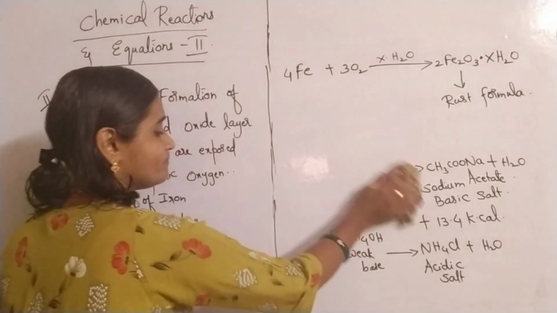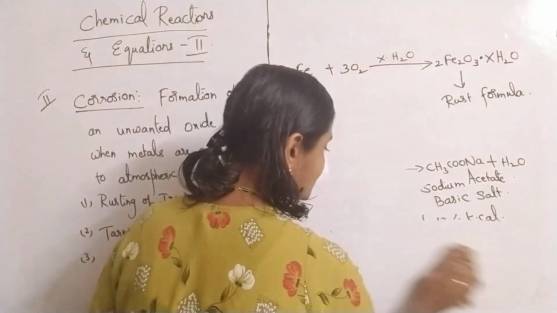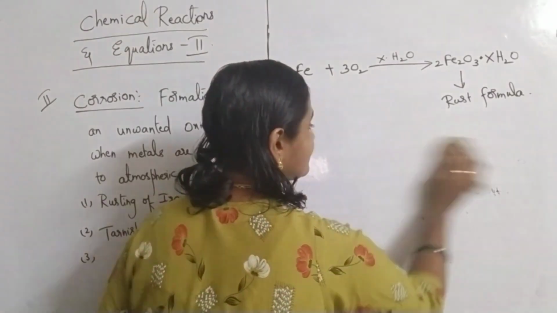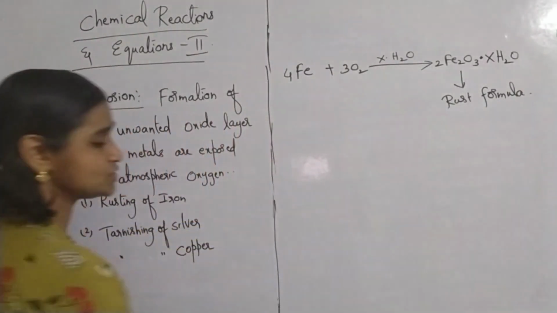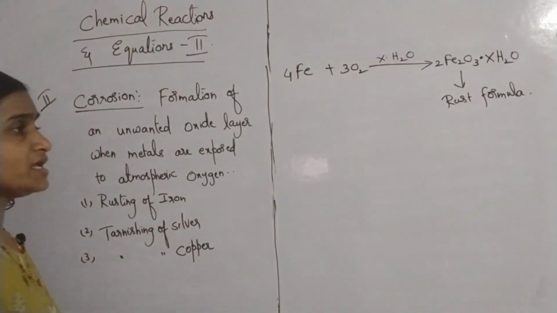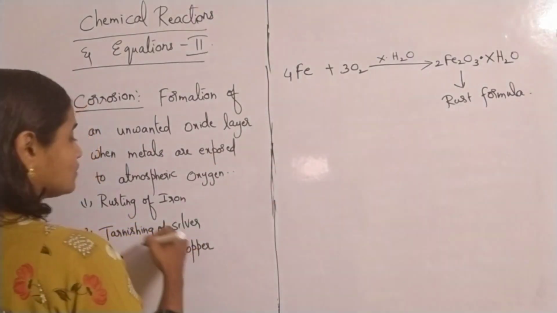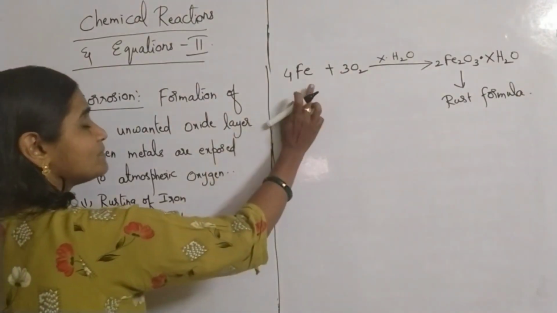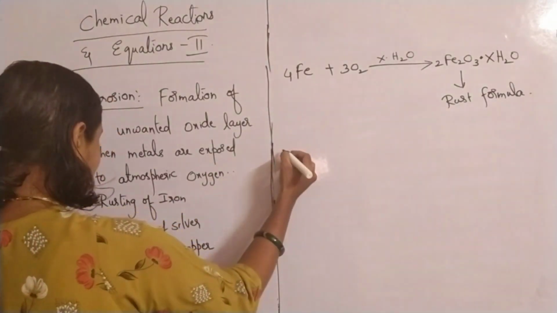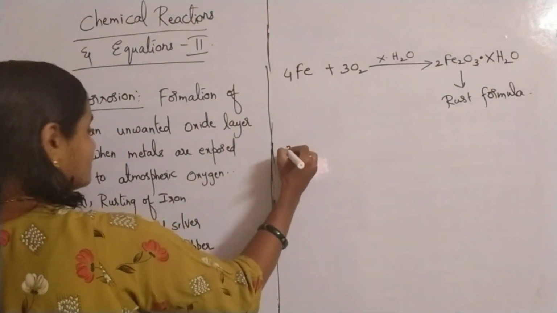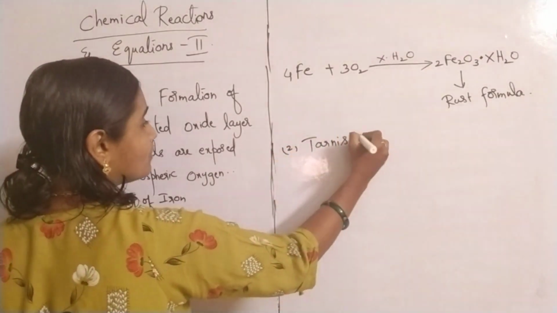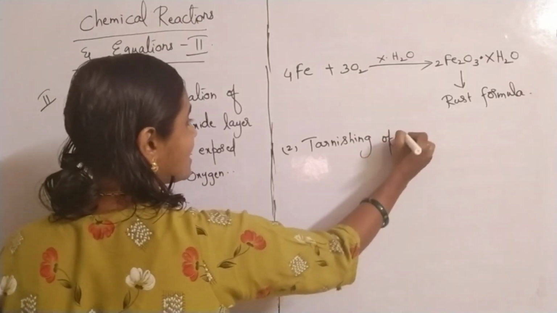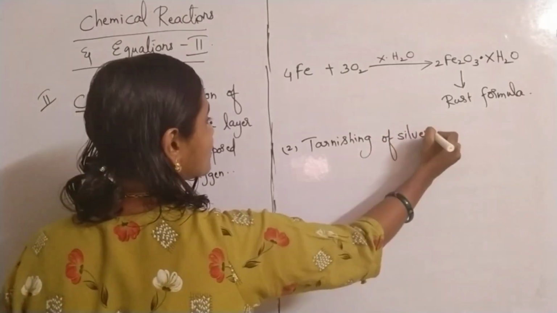Same like that other metals like copper, silver. What happened to them when exposed to atmospheric oxygen? They also get corroded. So this example is for rusting of iron. Same like that, if you go for second type of example, tarnishing of silver. Now tarnishing, silver articles also get corroded.